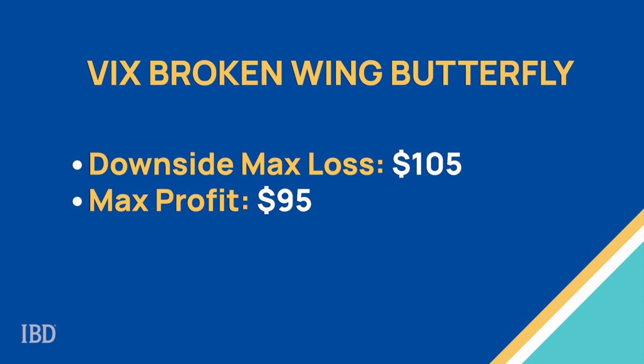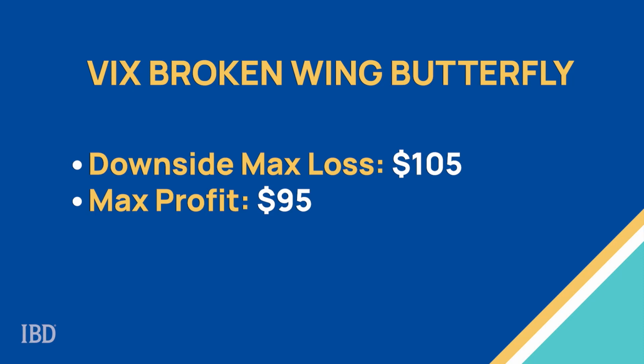This debit is the most the trade can lose above a VIX of 19. The worst that can happen is all the puts expire worthless, leaving the trader with just a small loss. On the downside, the maximum loss can be calculated by taking the width between the middle and upper strikes multiplied by 100 plus the premium paid. That gives us 1 times 100 plus 5, or $105.